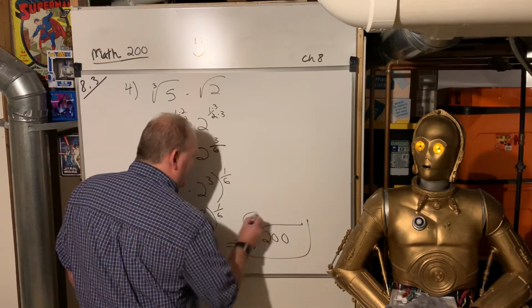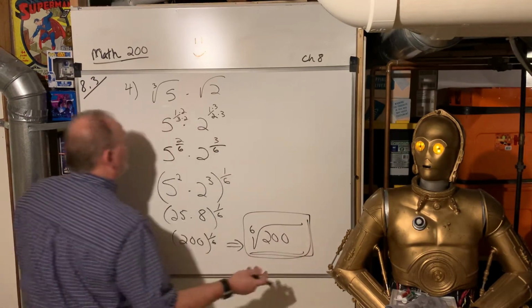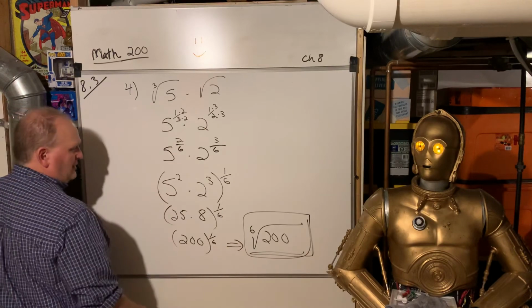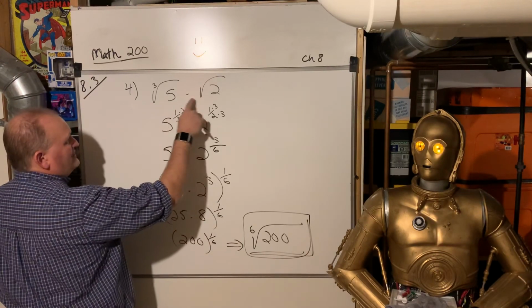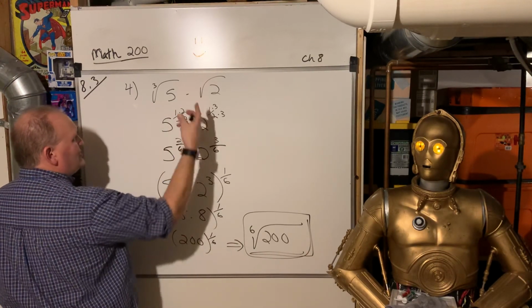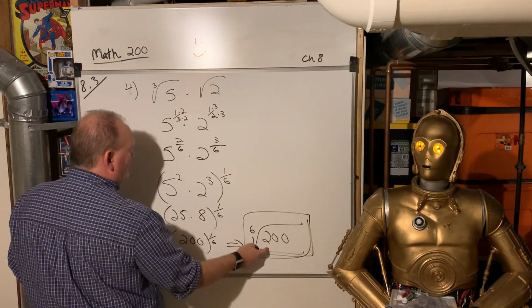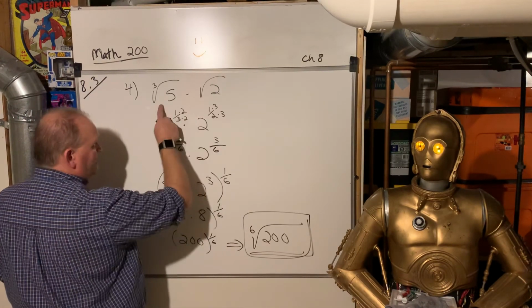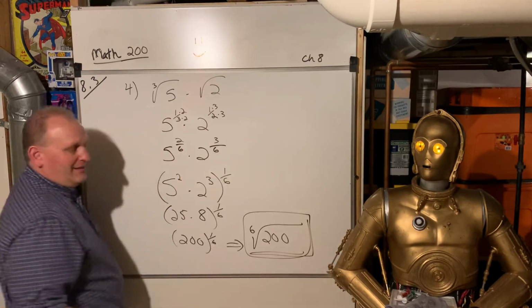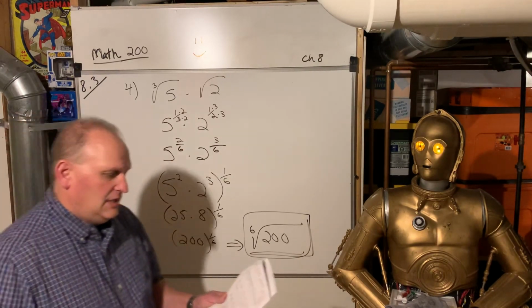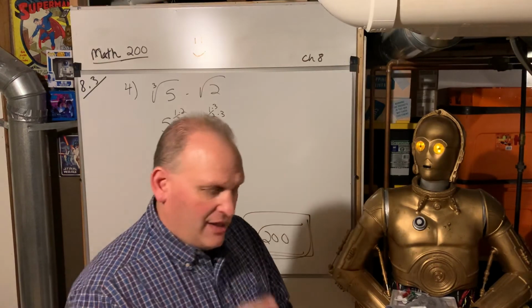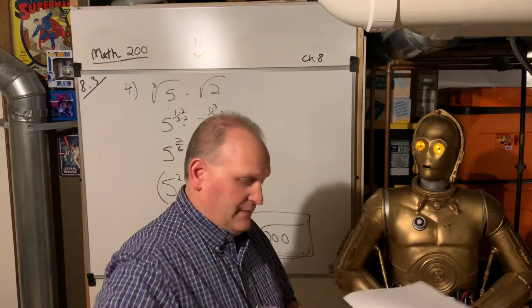Now, here's my problem with this. First of all, it's a lot of work. Second of all, the 3rd root of 5 times the square root of 2 is just as easy as the 6th root of 200. It isn't like this has somehow made it easier. This was easier to work with than that. So I'm not a real big fan of those kind of problems anyway.